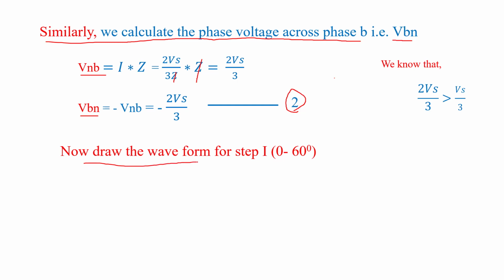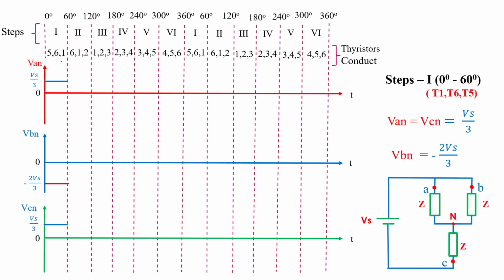Now, we draw the waveform for step 1. To draw the waveform, here we find the phase voltage VAN, VBN or VCN. The value of VAN is Vs by 3. So here it started from 0 degree. If VAN is equal to Vs by 3, and this is the value of Vs by 3.